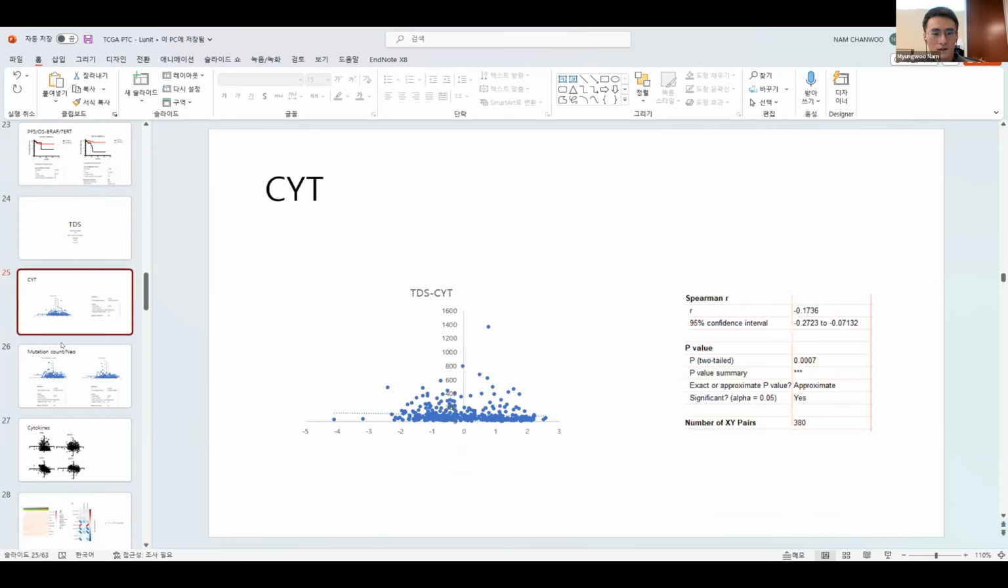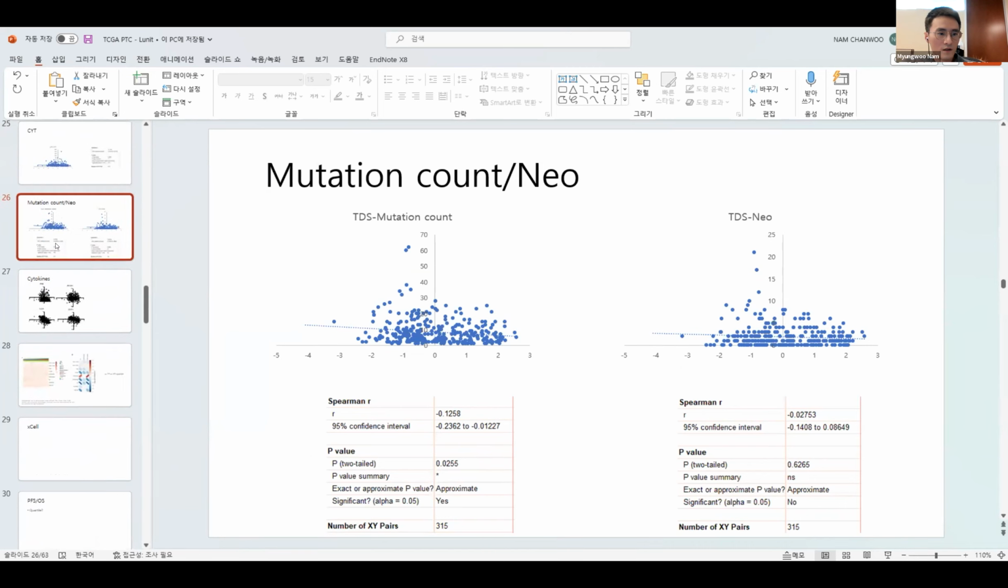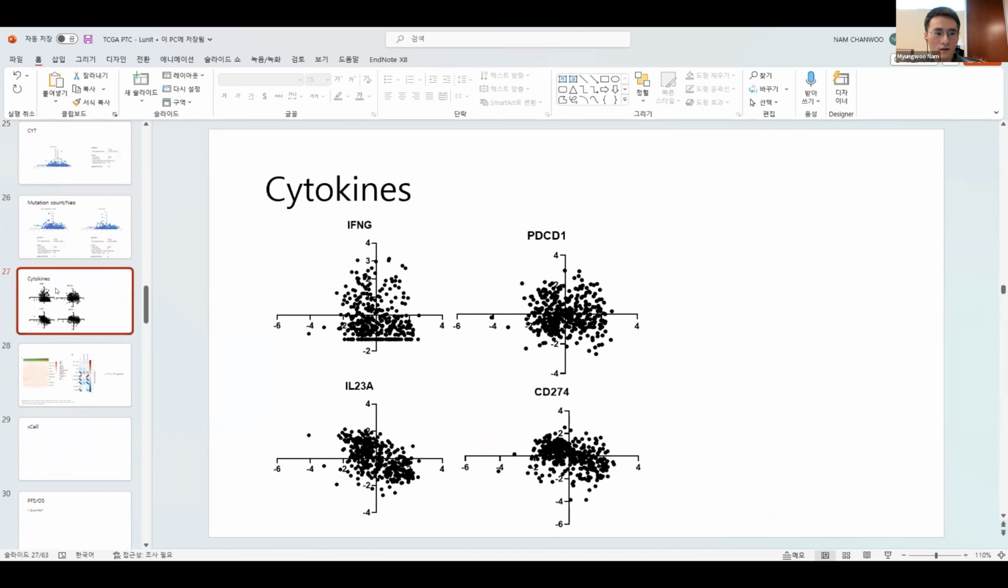So this is just TDS with the cytolytic score, very low. Same thing with mutation count. I just used Excel, Prism, R to make quick graphs because I didn't have much time. But for the actual graphs, I'll have to make better graphs.